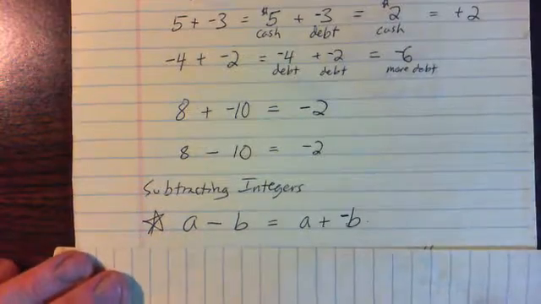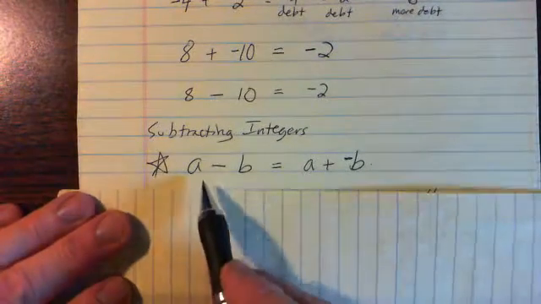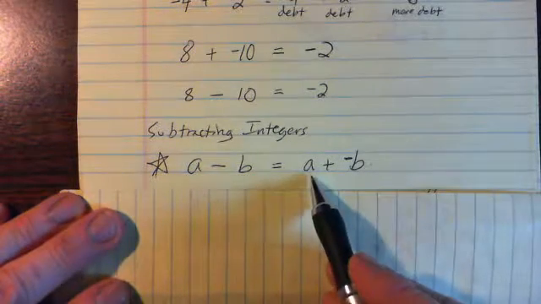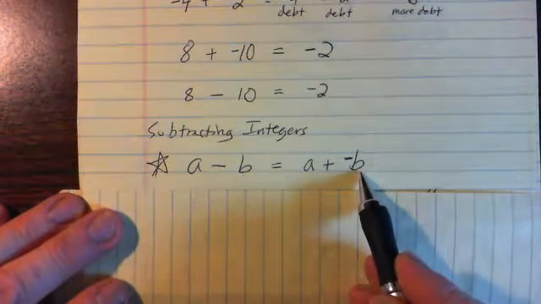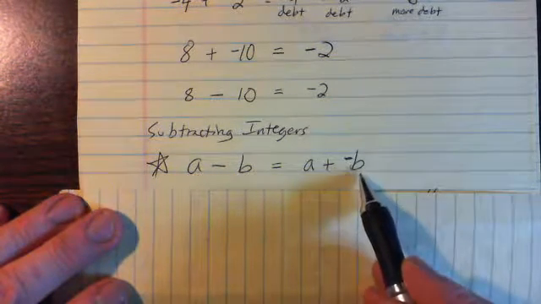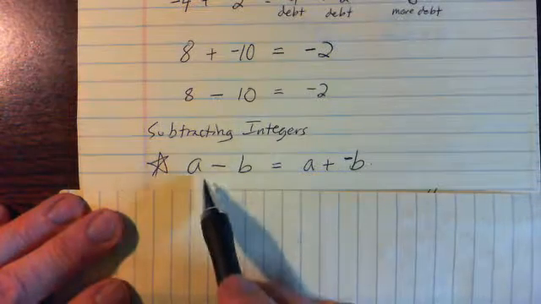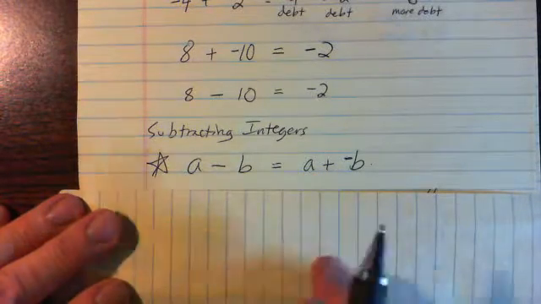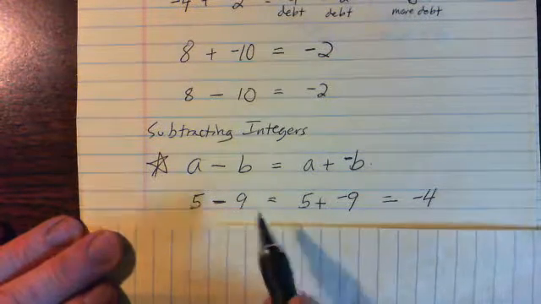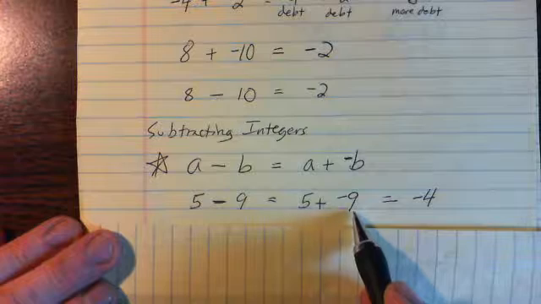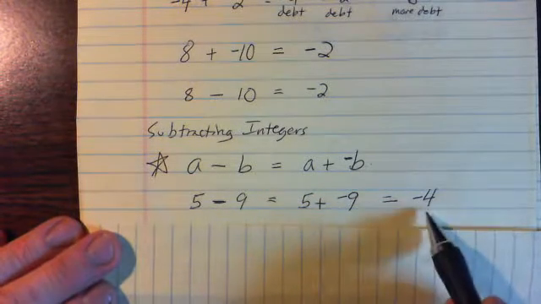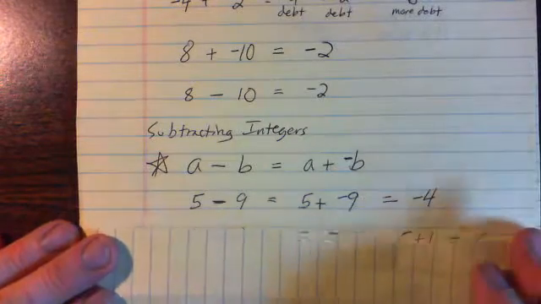So that brings me to the definition of subtracting integers. Subtracting a minus b is the same as adding negative b. So a minus b is the same as a plus negative b. Now that's called the rule of subtraction, and it can be used in any problem such as this. 5 minus 9 could be thought of as 5 plus negative 9. And here, of course, you've got more debt than cash, so you end up with negative 4.